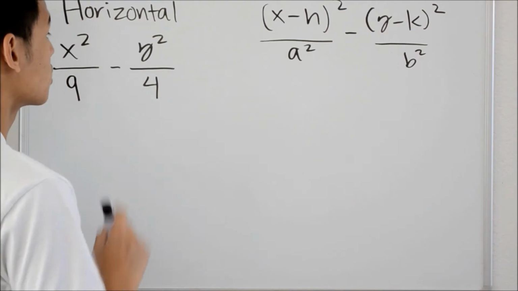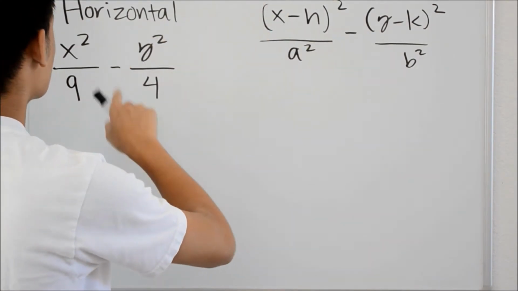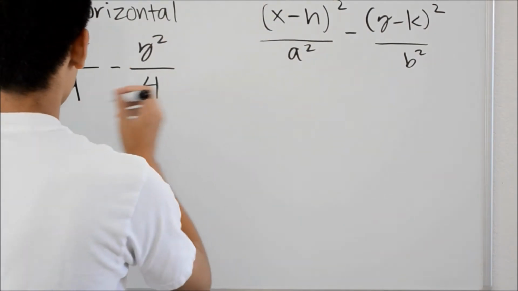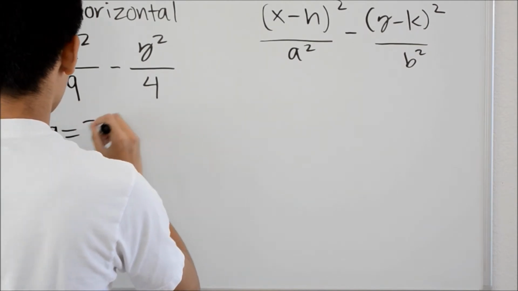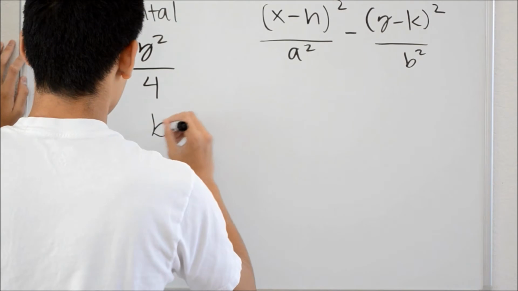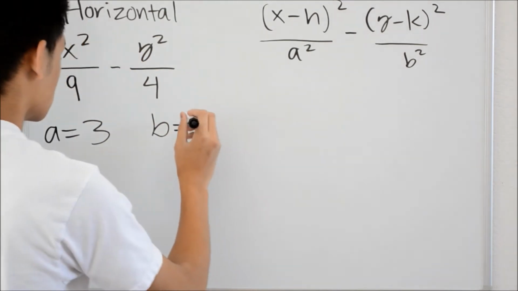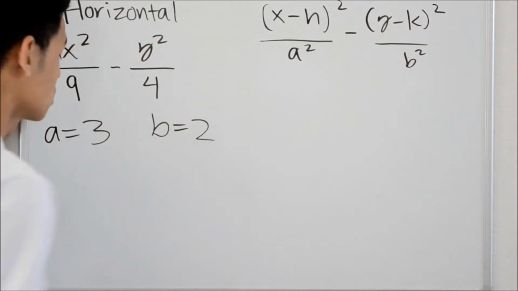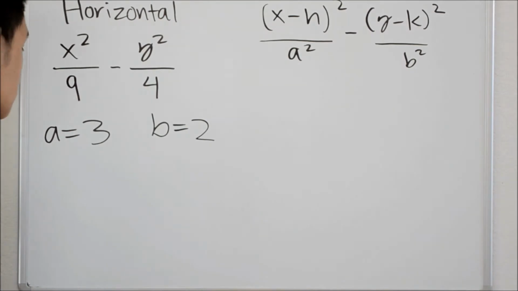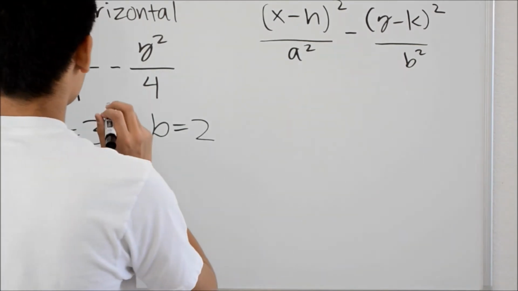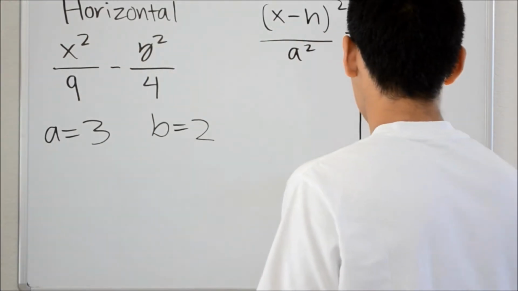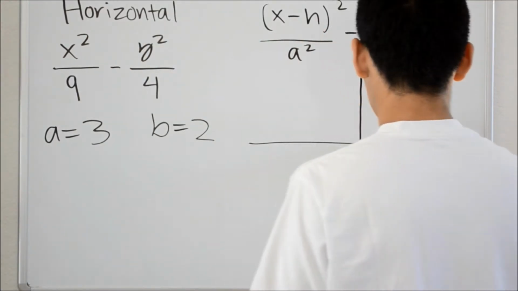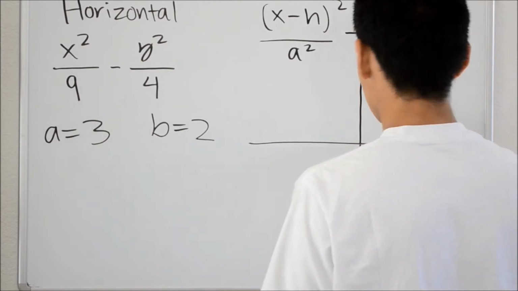So here is the standard equation of a hyperbola, which is (x minus h) squared over a squared minus (y minus k) squared over b squared. The example I'm using is x squared over 9 minus y squared over 4. First of all, you have to find the a and the b. I found the a from the square root of 9, which equals 3, and I found the b from the square root of 4, which equals 2. So now I am preparing my graph for the horizontal hyperbola.